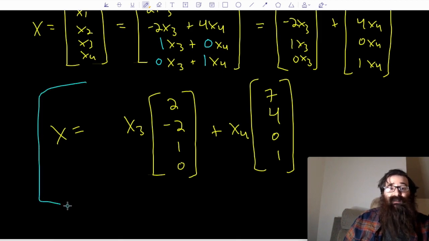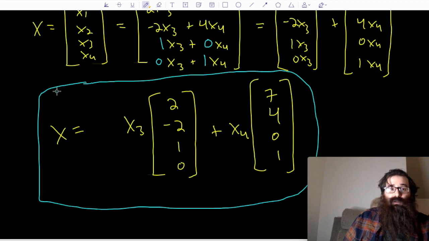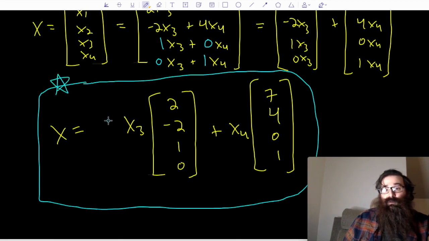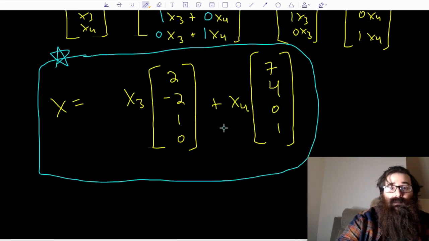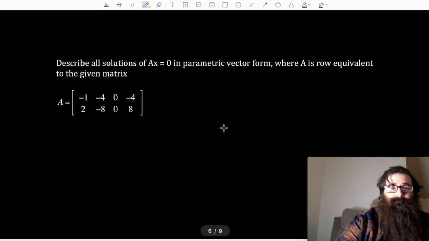And if you want to find a specific solution, you could then pick values for x sub 3 and x sub 4. So if you wanted to show non-trivial solutions, you could show specific ones. This is how the solution set looks. We have that parametric vector form of our solution.